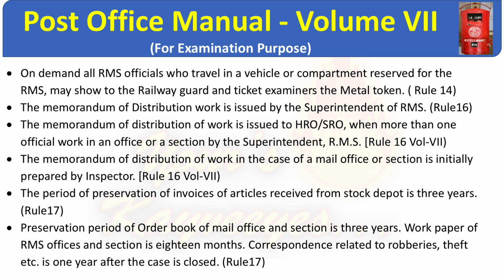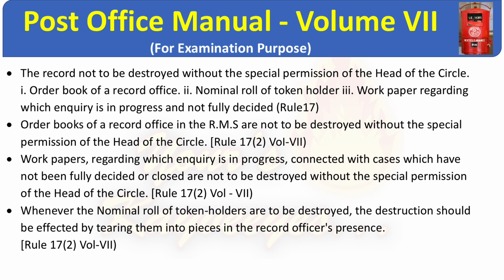Is 1 year after the case is closed. Rule number 70. The record is not to be destroyed without the special permission of the head of the circle. Number 1. Order book of a record office. Nominal role of a token holder. Work paper regarding when inquiry is in progress and not fully decided.